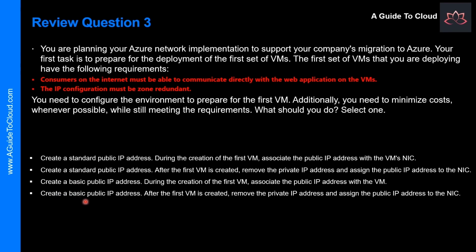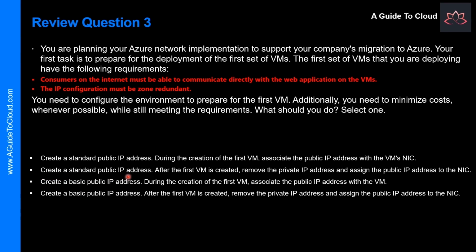Is it creating a basic IP address after the first VM is created, and removing the private IP address and assigning the public IP address to the NIC? It is not going to resolve the problem. The basic IP address is not what we are looking at. Again, the second option is to create a basic public IP address during the creation of the first VM. Again, the basic IP address is not going to cut it.